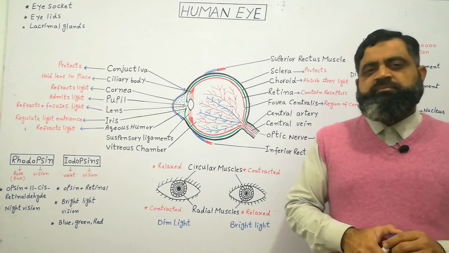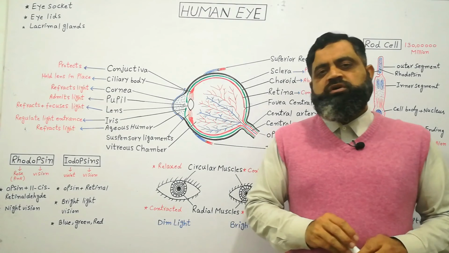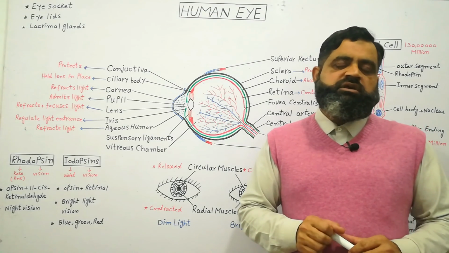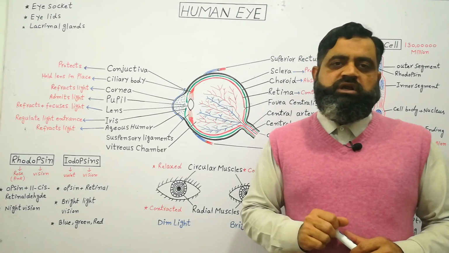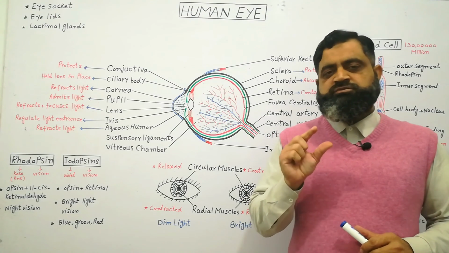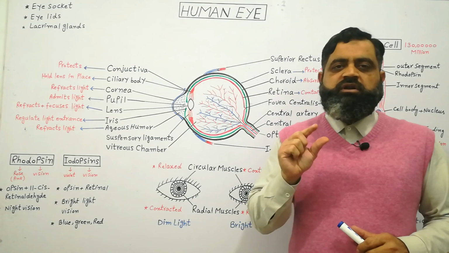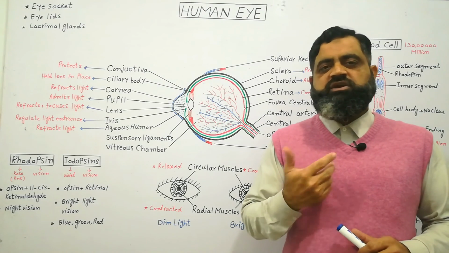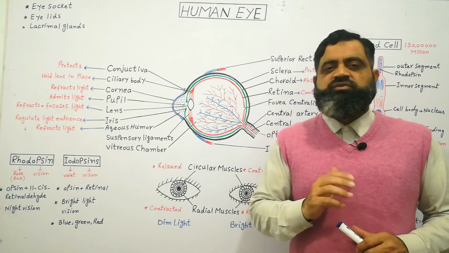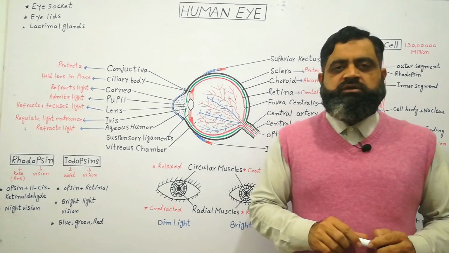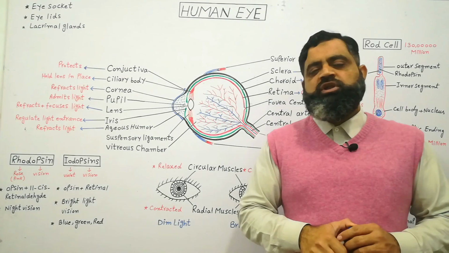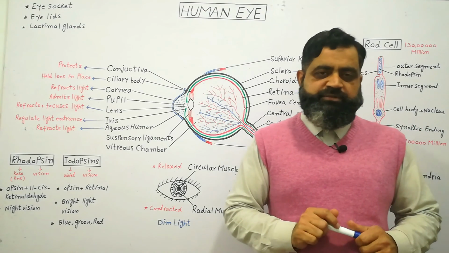If a person is dead, you can also check his or her death by putting light into the eyes and checking whether the pupils are contracting and relaxing. If so, then he or she is alive, otherwise he or she is dead. So doctors usually check or confirm death by putting light into the eyes of a dead person.